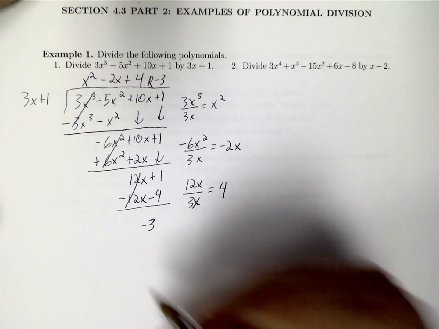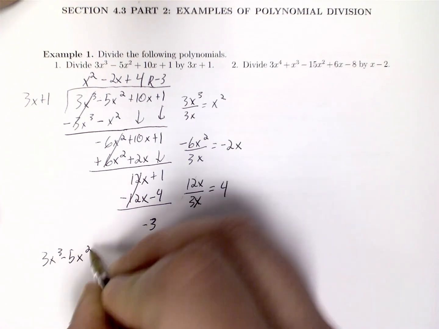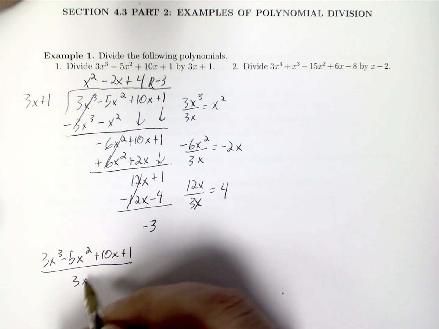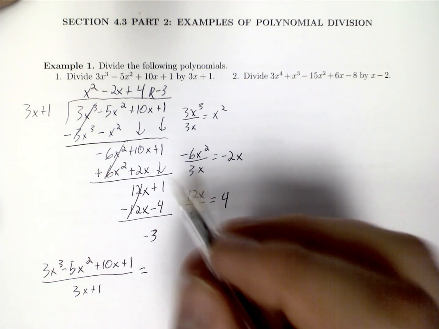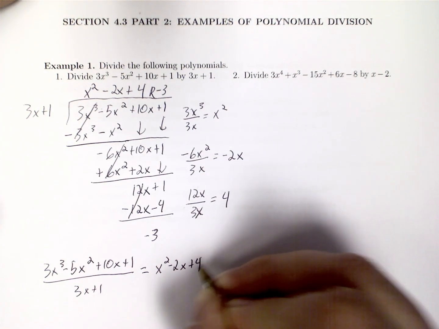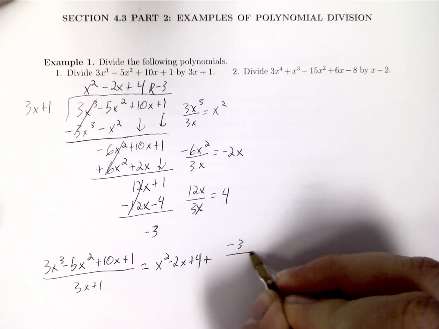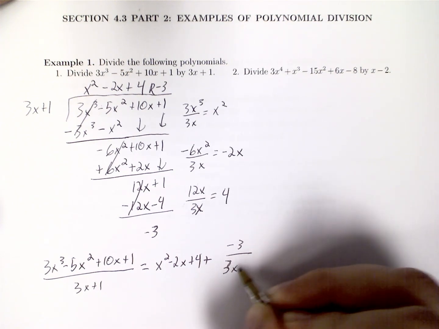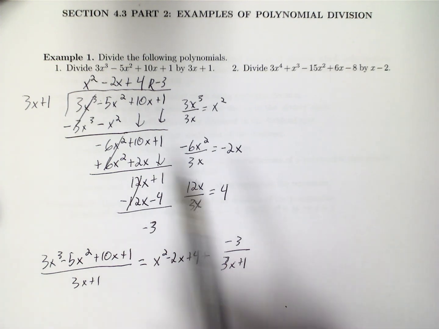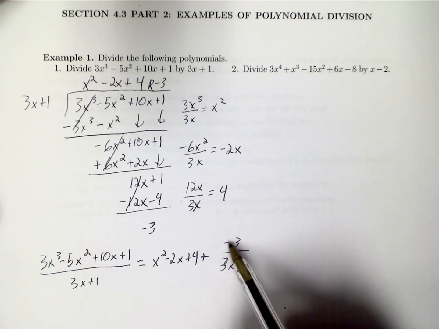And what is the final answer? Well, what is 3x cubed minus 5x squared plus 10x plus 1 divided by 3x plus 1? It equals our quotient, x squared minus 2x plus 4, plus the remainder, which is negative 3, over 3x plus 1. Now, we don't have to necessarily write it like this, but just to clarify, quotient plus remainder over divisor, okay?